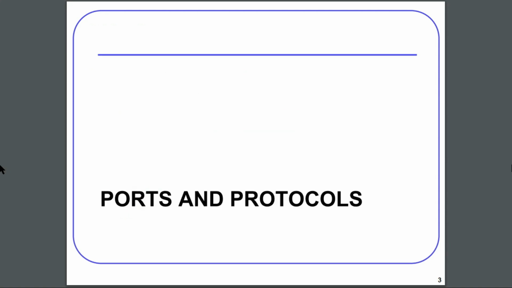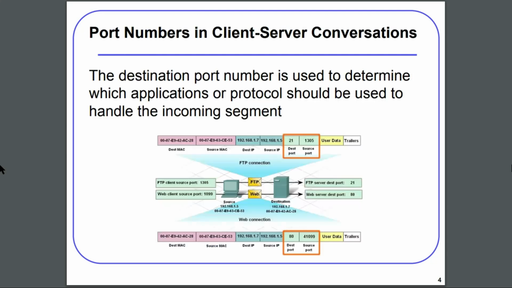So what are ports and protocols? This is the port number in client server conversations. The destination port number, as you can see, is used to determine which applications or protocols should be used to handle the incoming segments. First you can see the FTP connections, and in the second picture you can see the web connections. The FTP client source port is 1305 and the FTP server destination port is 21. The web client source port is 1099 and the web server destination port is 80. So let's go to the next slide.